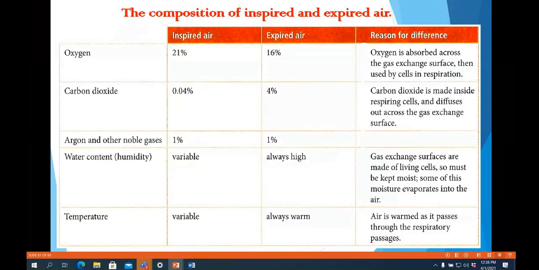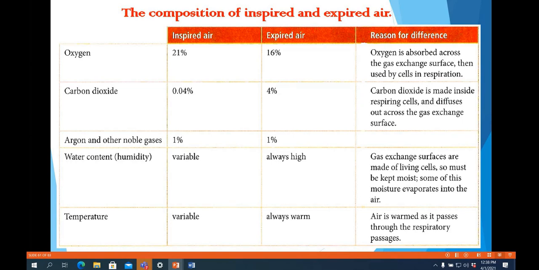Oxygen, inspired air 21%, expired air 16%. Reason for difference: oxygen is absorbed across the gas exchange surface, then used by cells in respiration. Carbon dioxide, inspired air 0.04%, expired air 4%. Reason for difference: carbon dioxide is made inside respiring cells and diffuses out across the gas exchange surface.